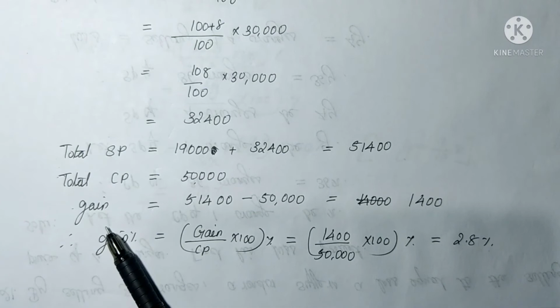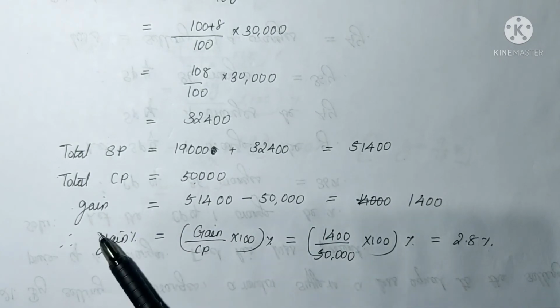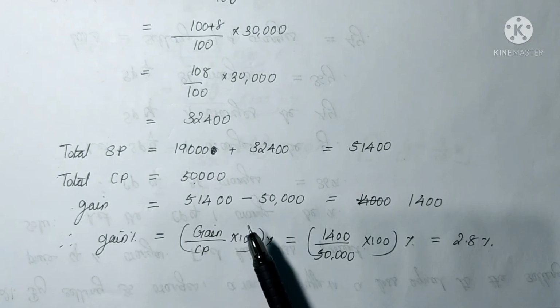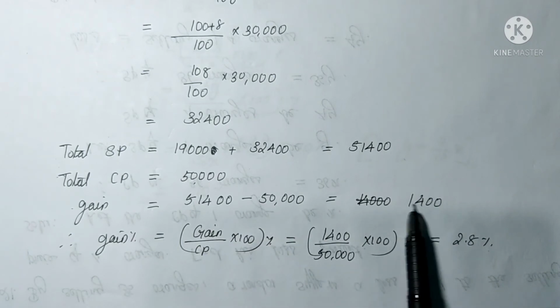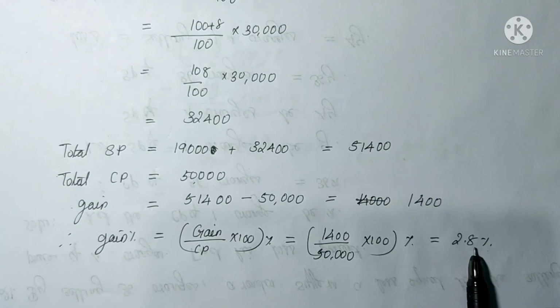Then gain. Here which is bigger, here SP is bigger. So that is gain only. Gain is equal to SP minus CP. That is 51,400 minus 50,000, which is equal to 1,400. Now we can find gain percent. Gain percent is equal to gain by CP into 100%, which is equal to gain is 1,400, CP is 50,000 into 100%, which is equal to 2.8%.